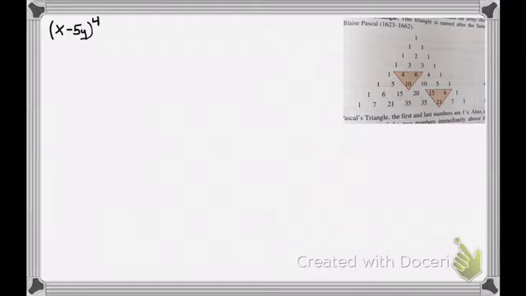We're going to go to the 4th row. Remember that the 4th row is the row that has the second term being a 4. So that would be 1, 4, 6, 4, 1. That's the row that we're going to use. That row is going to help us expand this.